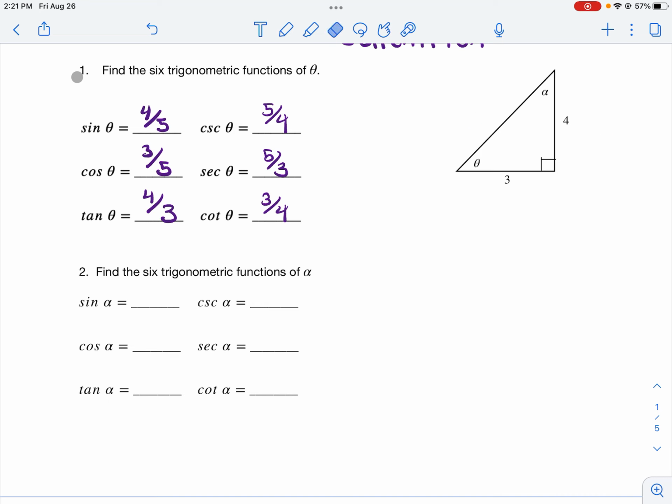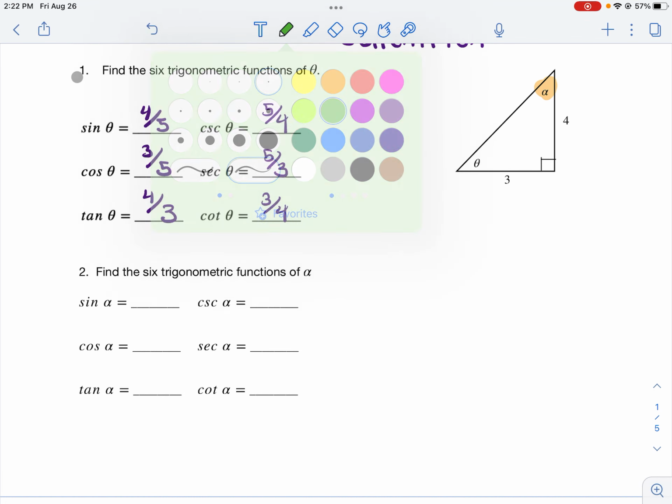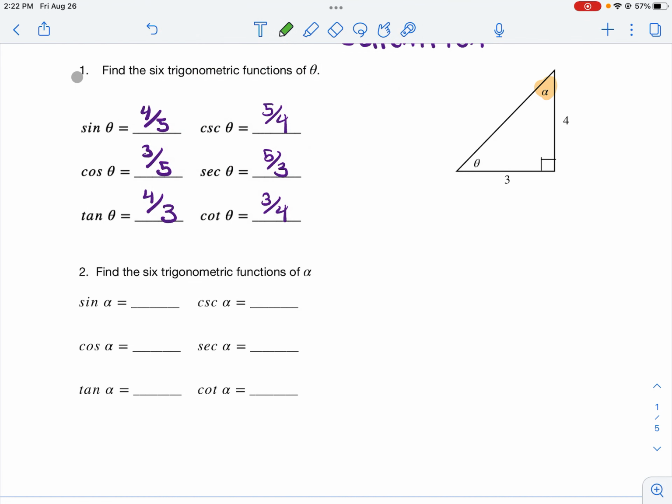Now, for this next example, I'm looking at the same right triangle I have drawn up here, but I wanted to find the 6 trigonometric functions of alpha. So now, alpha is the angle that I'm focusing on. Since alpha is the angle of focus here, it's going to change which is our opposite and which is our adjacent side. So opposite angle alpha is side 3.